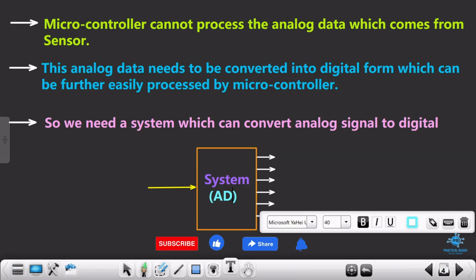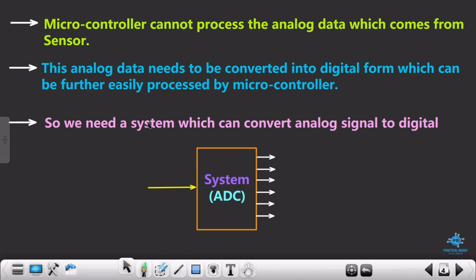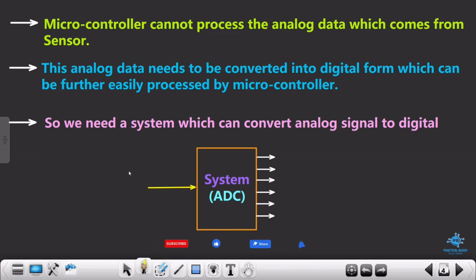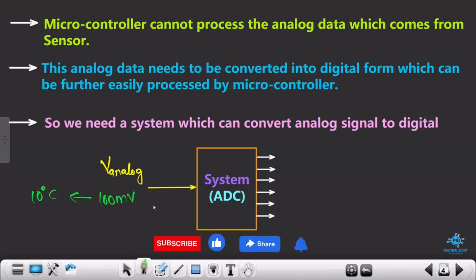The name of this system is ADC, analog to digital converter. So that means you are getting some analog voltage here, V analog. Obviously it will be in millivolts, whatever voltage the sensor provides. Let's suppose 100 millivolts, which defines that the sensor is getting around 10 degrees Celsius at its input, so that's why it is providing 100 millivolts at the output side.